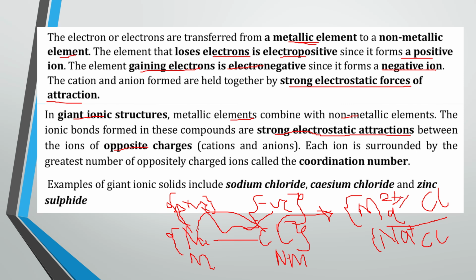So we're going to proceed and say that each ion is surrounded by the greatest number of oppositely charged ions, called the coordination number. Examples of the giant ionic solids include sodium chloride, calcium chloride, together with zinc sulfate. And you're going to look at that in detail further in the video.